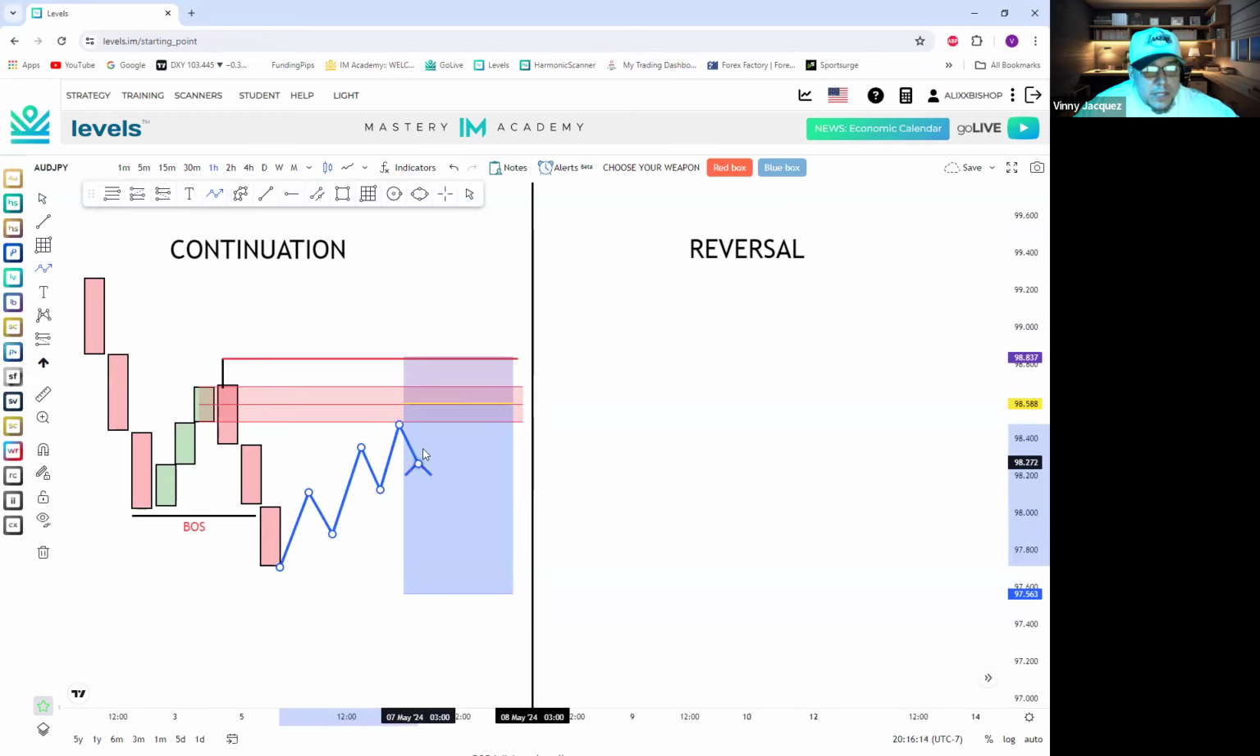If we were looking for a starting point right here, guys, can we look for a starting point on this right-hand side? Yes, we can. So look, do you guys see this breakout rally right here?